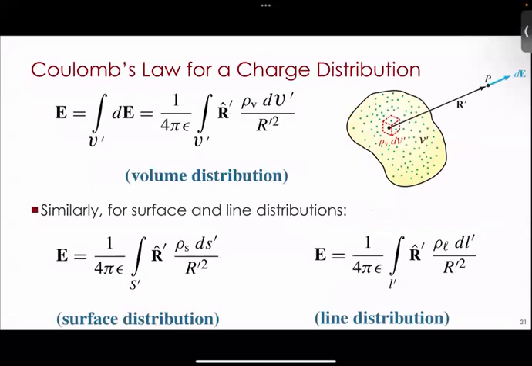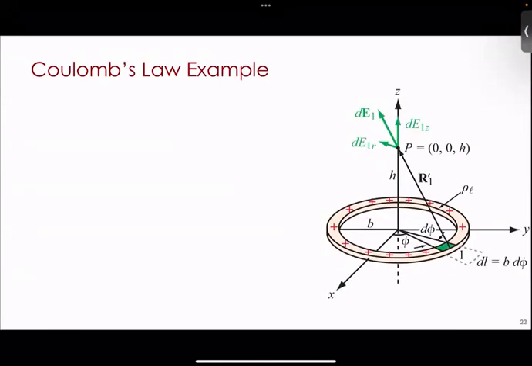That is, just going back here for a second, that means it's going to be that one. It's a line charge distribution. So let me write that. So it's E equals 1 over 4 pi epsilon, integral over the line L, r hat prime, rho L dl prime divided by r prime squared.